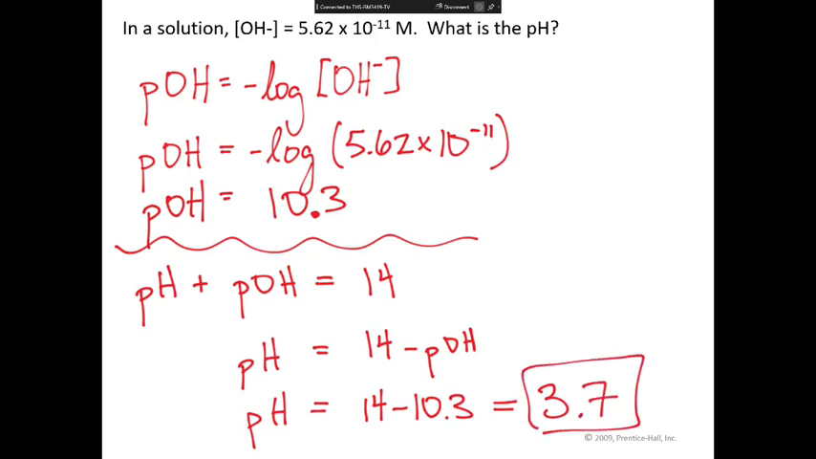Is this solution acidic or is this solution basic, Pavitra? Acidic. So when the pH is less than 7, it's acidic. The POH was 10.3, so if POH is greater than 7, it's acidic, because the POH scale is backwards compared to the pH scale. So if you know pH, you can find POH. If you know POH, you can find pH. If you're dealing with the base in the first place, you might find the POH first and just subtract from 14.